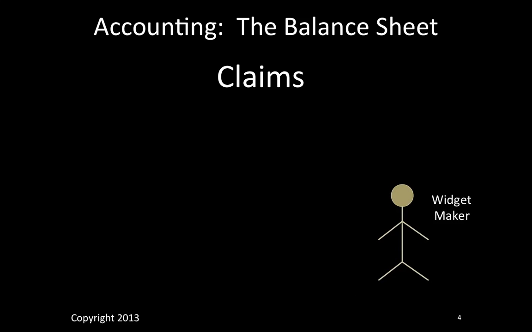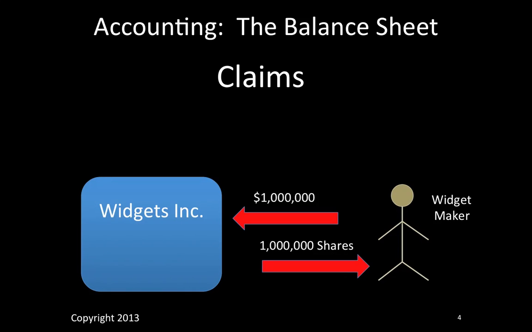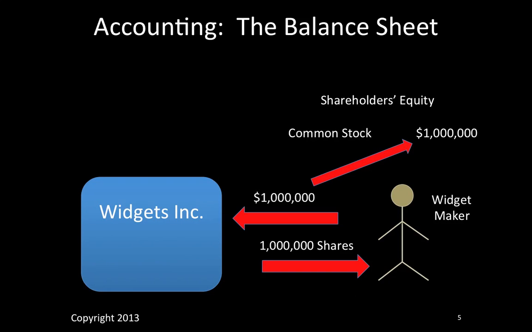Consider a business person who wants to make widgets. He invests $1 million in a corporation and receives 1 million shares of Widgets Inc. in return. We now have the beginnings of a balance sheet. The shareholder's claim on the corporation, his shareholders' equity, will appear as a $1 million claim on the balance sheet in the form of common stock.